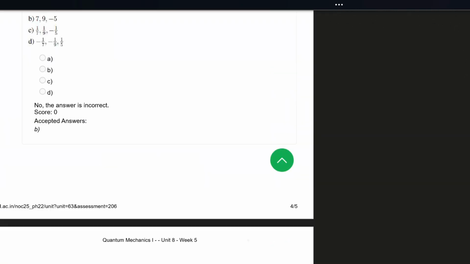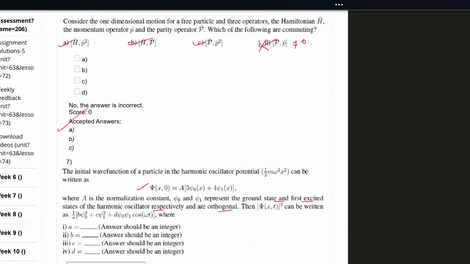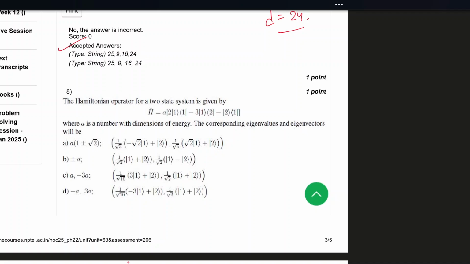So from here you can follow the question: the b value was the first value with psi naught square. So first of all small a is 25, which was below. Then the b value was the first term with psi naught square, which is 9, and the c value is with psi 1 square, which is 16, I think. Yeah, and the last value was d, which was 24, as you remember. So 25, 9, 16 and 24. These are the correct answers. So this is solved. Now question number 8.